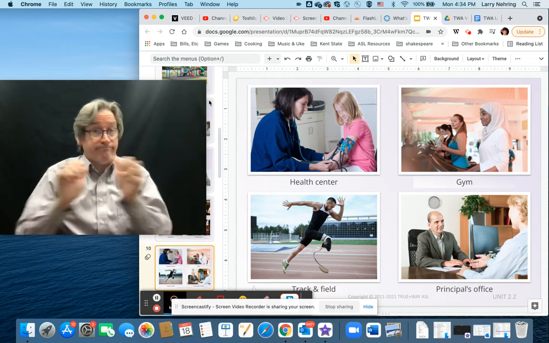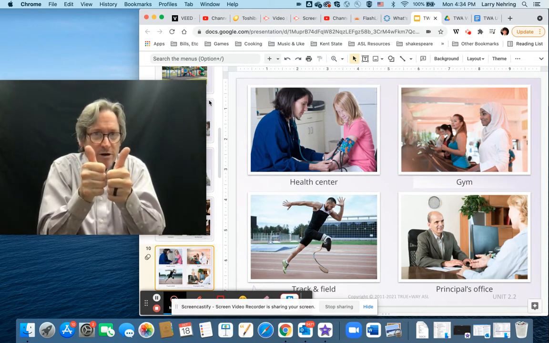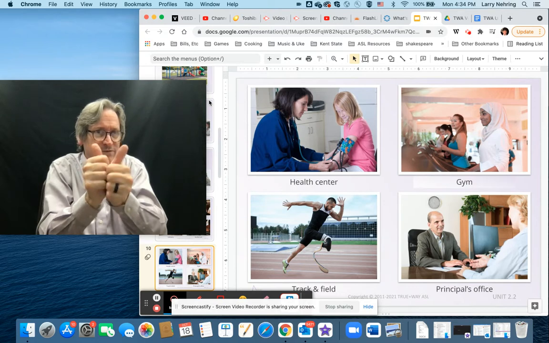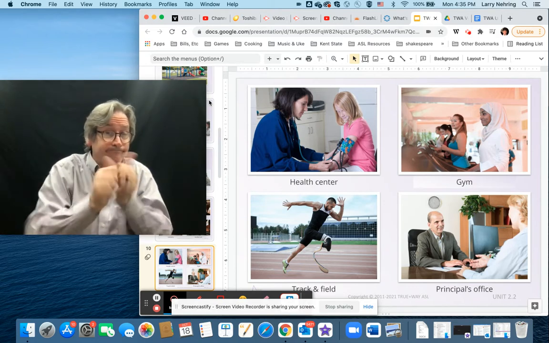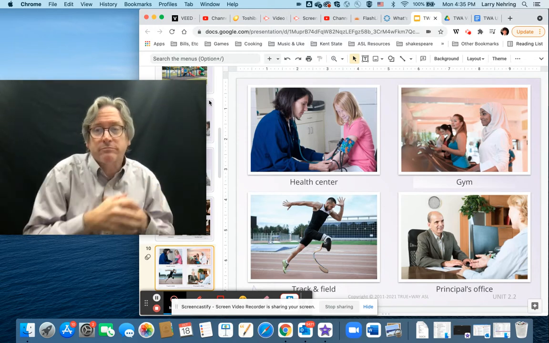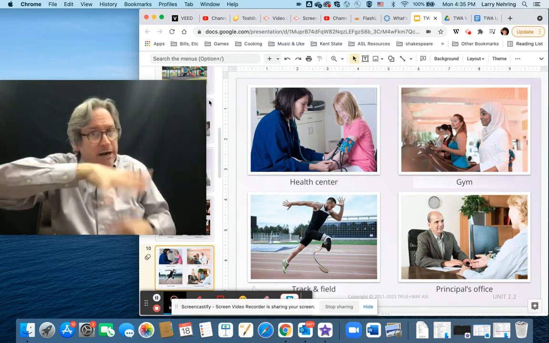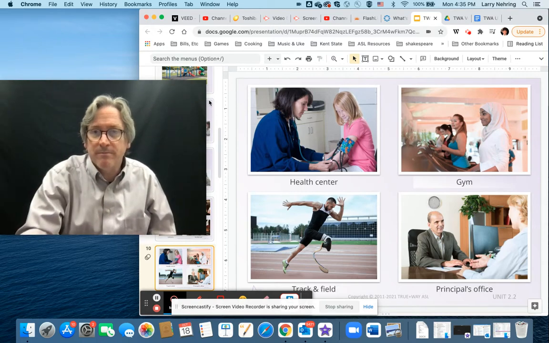Track and field. It's the sign for race. So here's two runners, and they're competing for who's first. You can also do sport area. You can do a specific soccer area, football area, whatever you want.